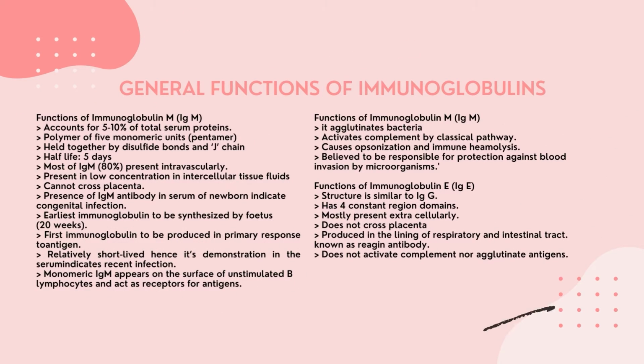Functions of immunoglobulin M, IgM. Accounts for 5 to 10% of total serum proteins. Polymer of 5 monomeric units, a pentamer, held together by disulfide bonds and J chain. Half-life, 5 days. Most of IgM, 80%, is present intravascularly. Present in low concentration in intercellular tissue fluids. Cannot cross the placenta. Presence of IgM antibody in the serum of a newborn indicates congenital infection.